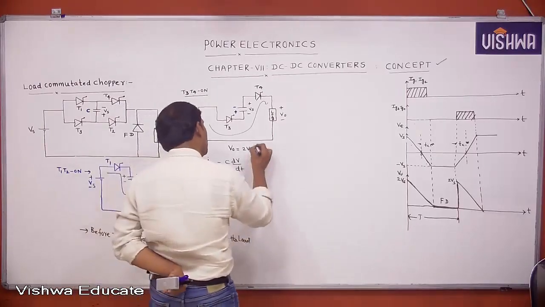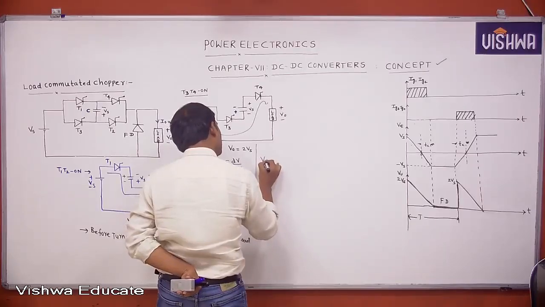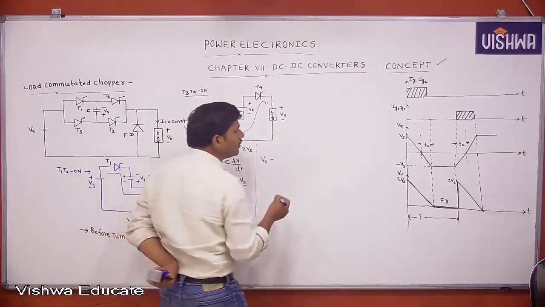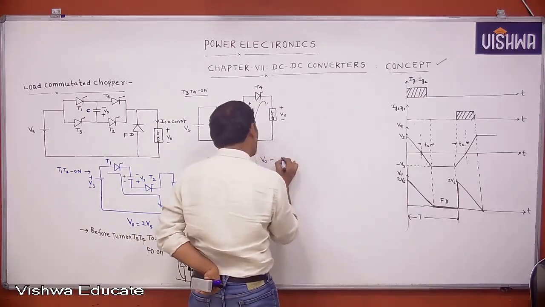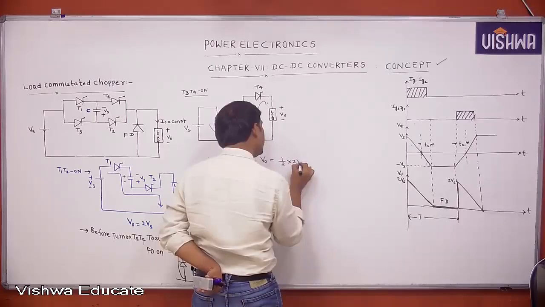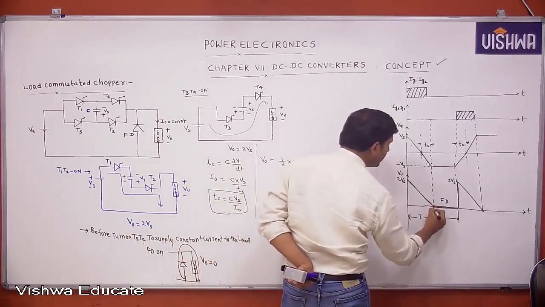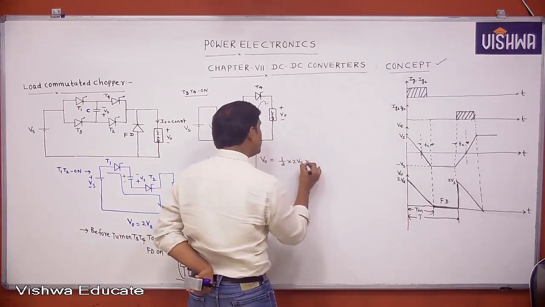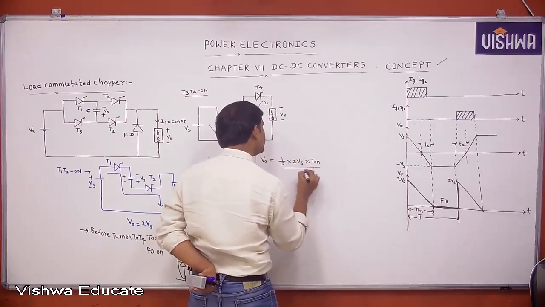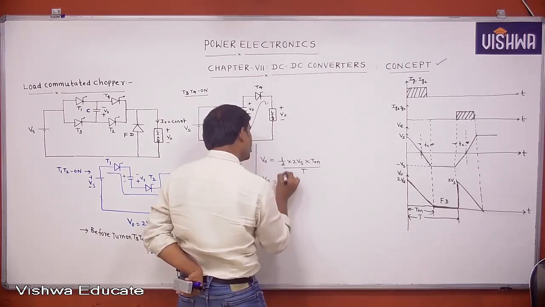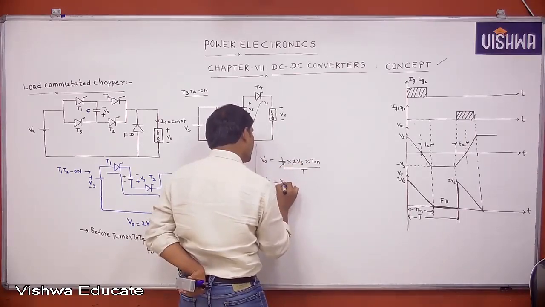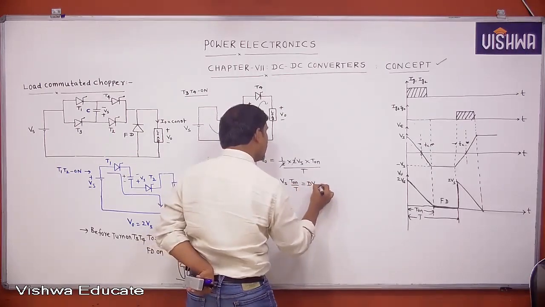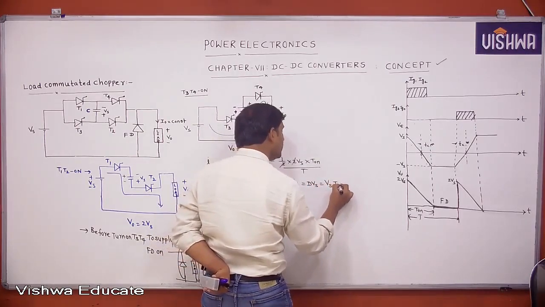Now I want to find the average output voltage. What is the average output voltage? In one time period, it is 1 by 2 into 2 Vs into the on time, T on. That is 2 Vs into T on by T. Then the average output voltage, with the 2 cancelling, is Vs into T on by T. T on by T is the duty cycle, so it is also Vs into T on into F.